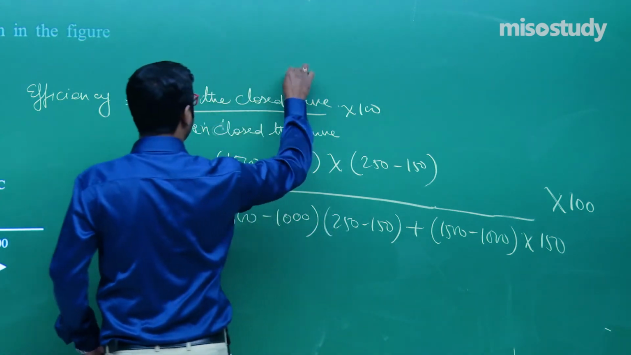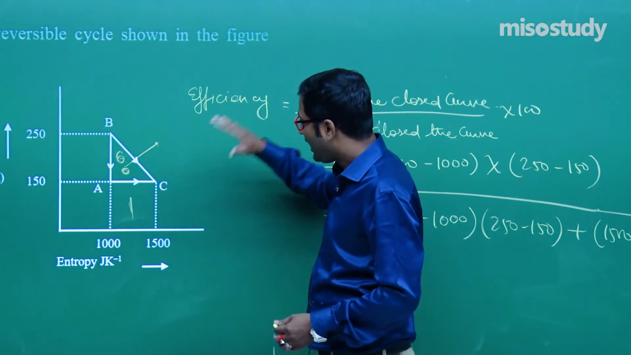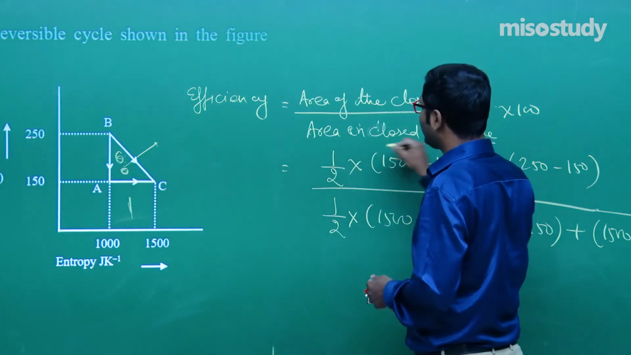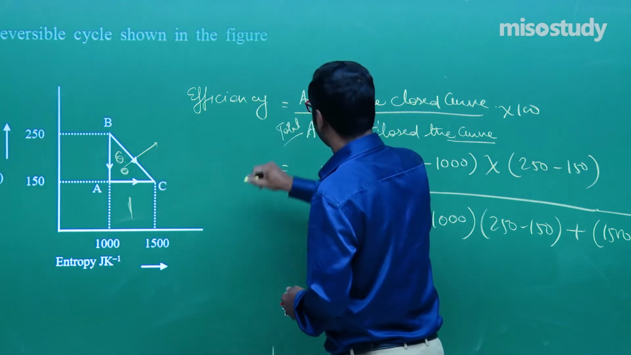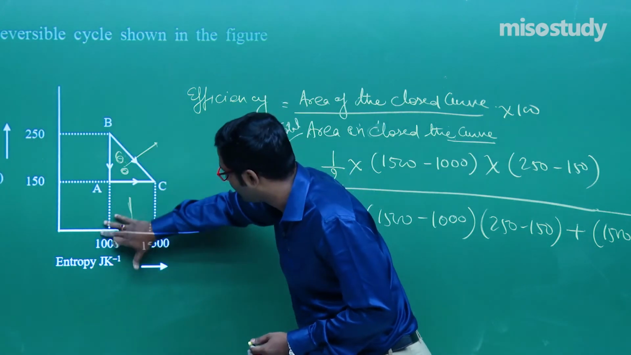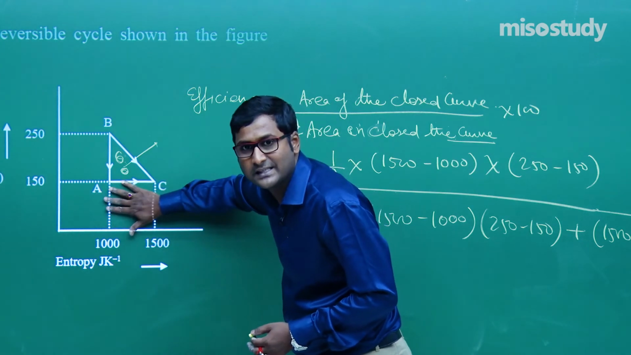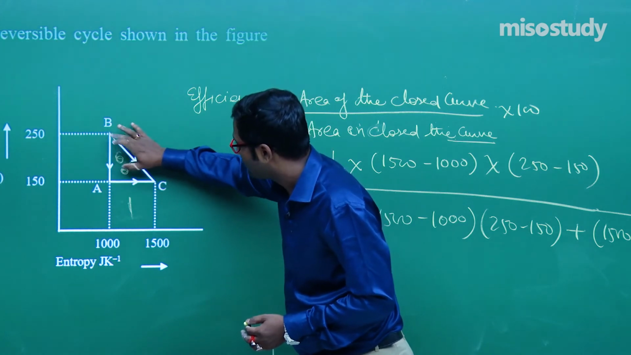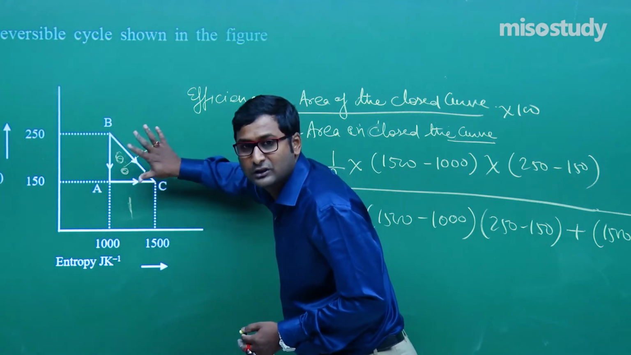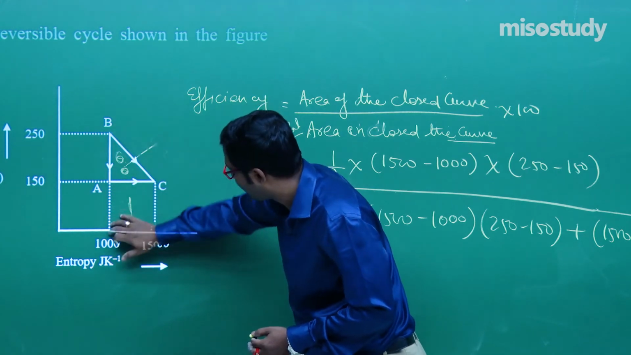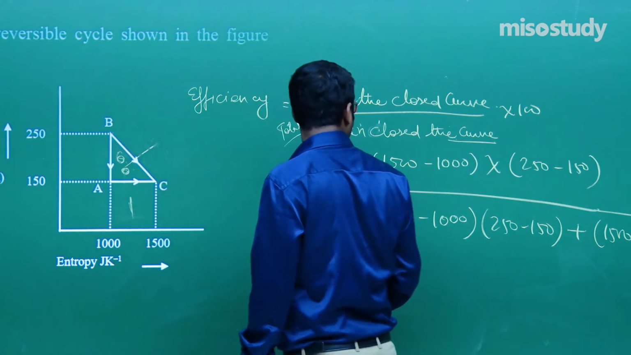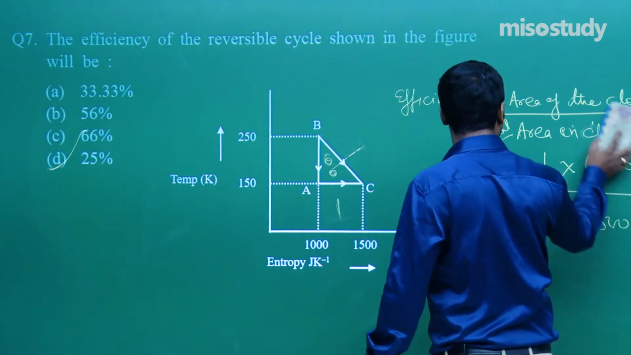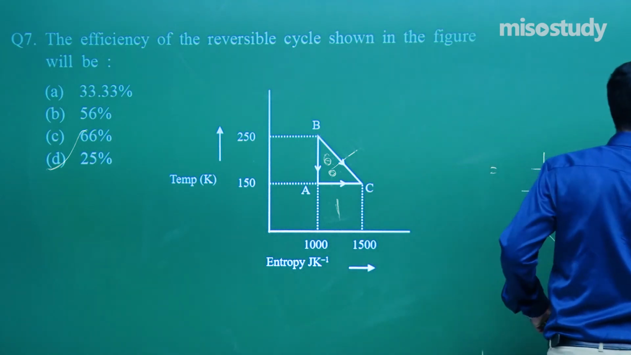This is the efficiency: area of the closed curve upon the total area enclosed by the curve. This is the formula of efficiency. Clear to you? This one upon this total. Why am I repeating like this? Because this is one of the best questions. After solving the expression, what will you find? That is equal to 25%. Clear to you? So I am going to rub this part. Wait for a moment, friend.